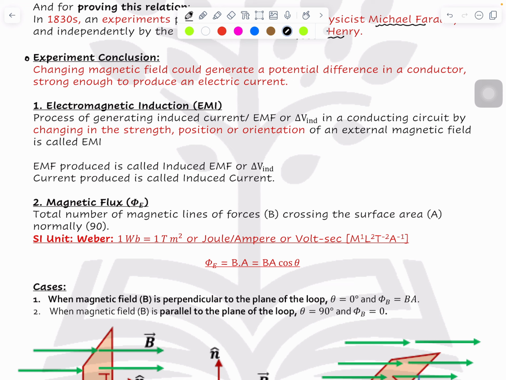Now just focus here. I will use the blue color. Changing magnetic field. The magnetic field keeps on changing, and what is it doing? Generating a potential difference which is directly proportional to current I, in a conductor which is strong enough, means we are producing a potential difference which is responsible to produce an electric current. Fine.